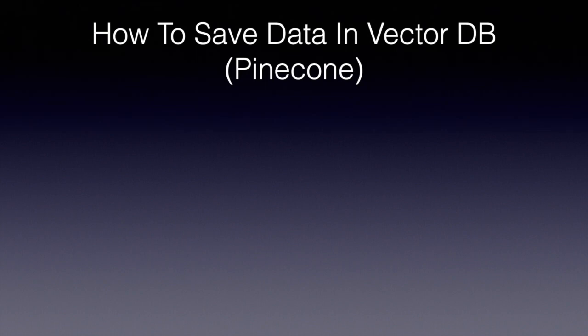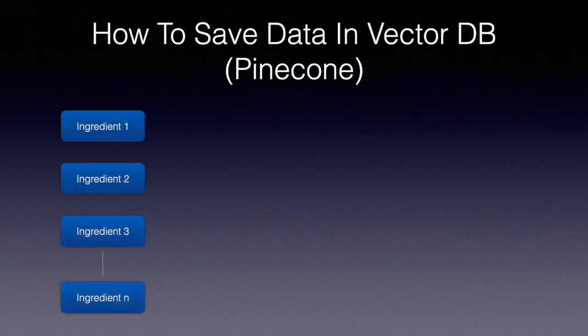Normally we use a vector database for saving the embeddings. Embeddings are a list. It's an array of numbers, mostly floating point numbers. So let's say that when we are saving the ingredients in the vector database, how do we do it? On your screen you can see we have n ingredients, 1 to n. So for each ingredient we generate an embedding.